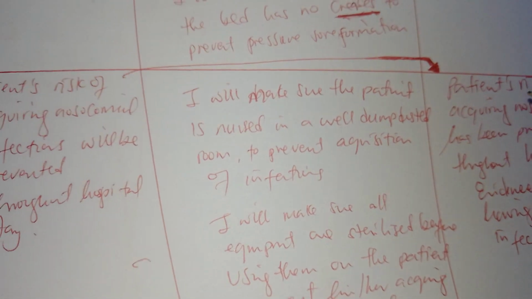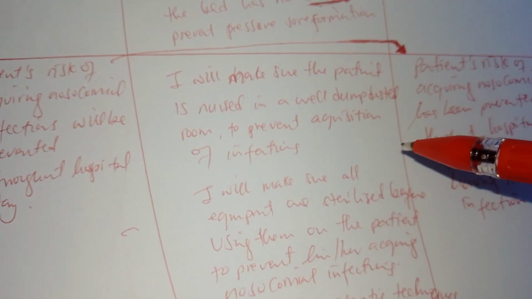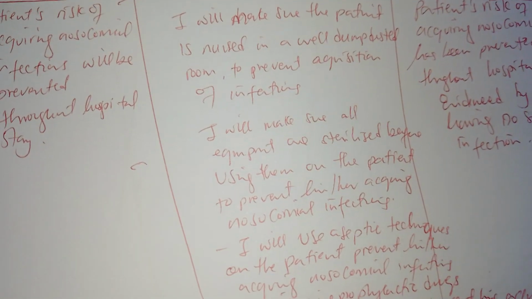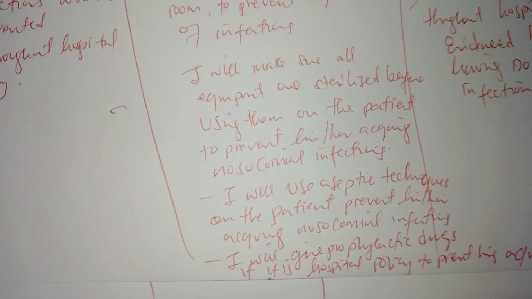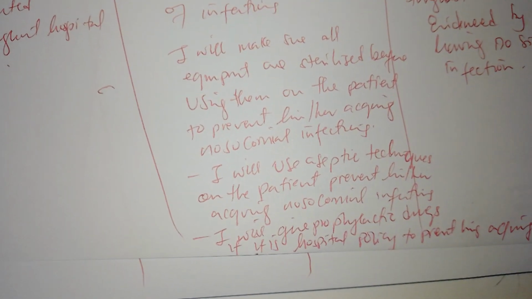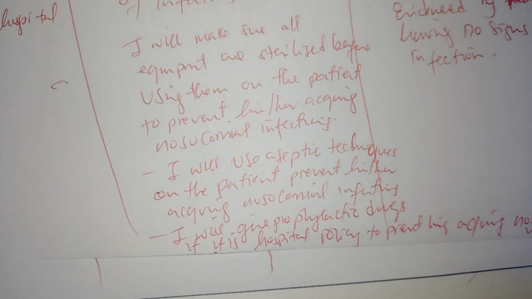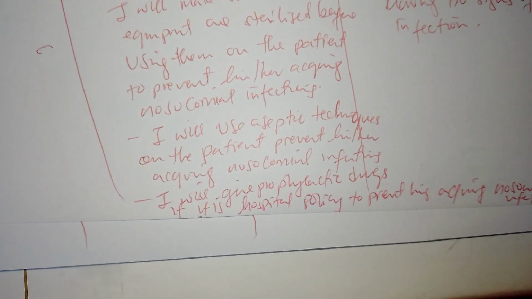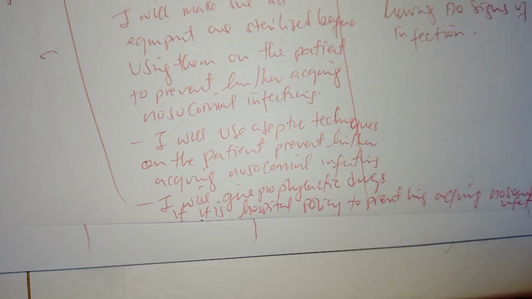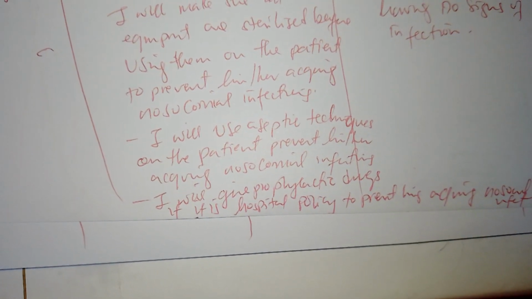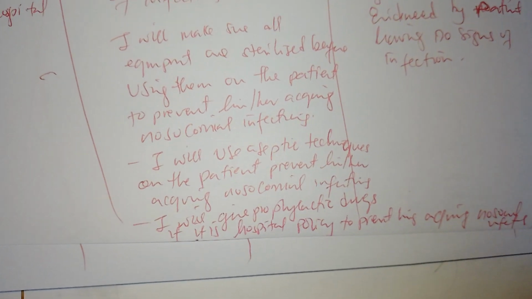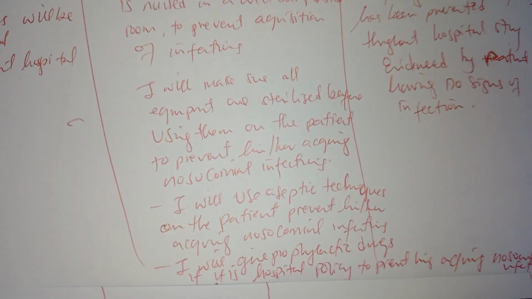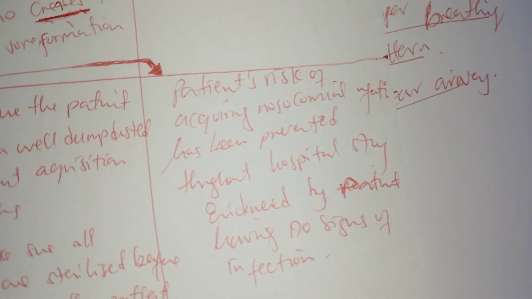Then our interventions, you should make sure the patient is nursed in a well dusted and clean environment to prevent infections. You make sure all equipment that are used on the patient are sterilized to prevent nosocomial infections acquisition. Then I will use aseptic techniques so that you don't allow the patient to acquire nosocomial infections. Then give prophylactic drugs if it is in relation to the hospital policy. This will help also prevent the patient from acquiring nosocomial infections.